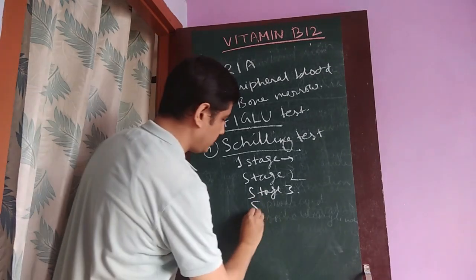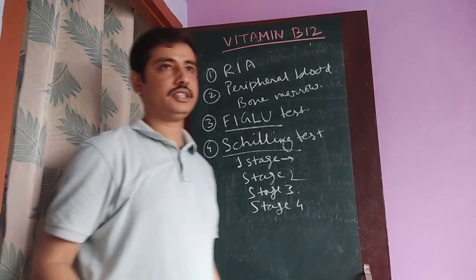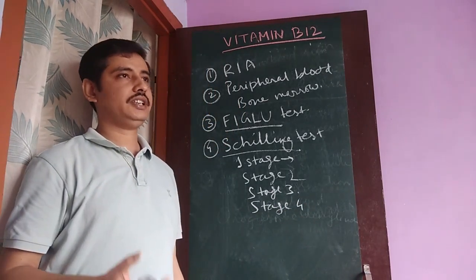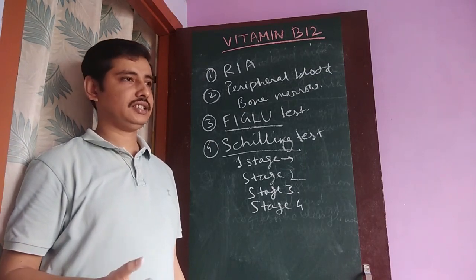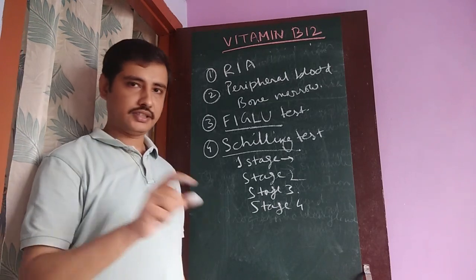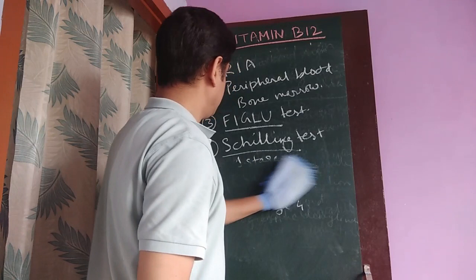In stage 4, along with vitamin B12, we administer pancreatic enzymes. If there is a deficiency of the pancreatic enzymes, then we will get to know that the cause is due to pancreatic enzymes. So this is the Schilling test.